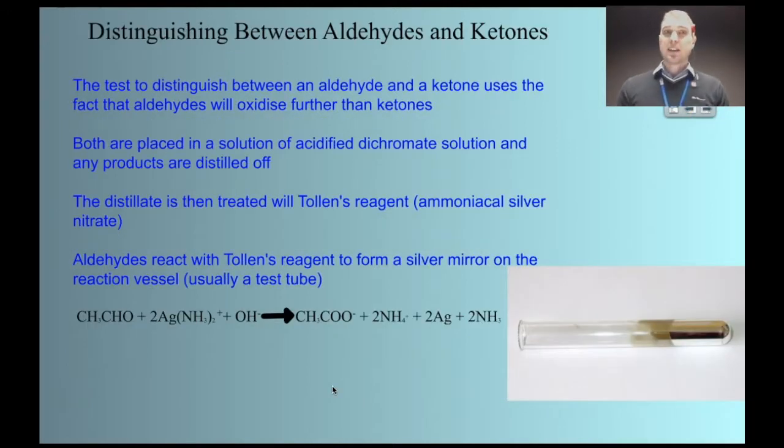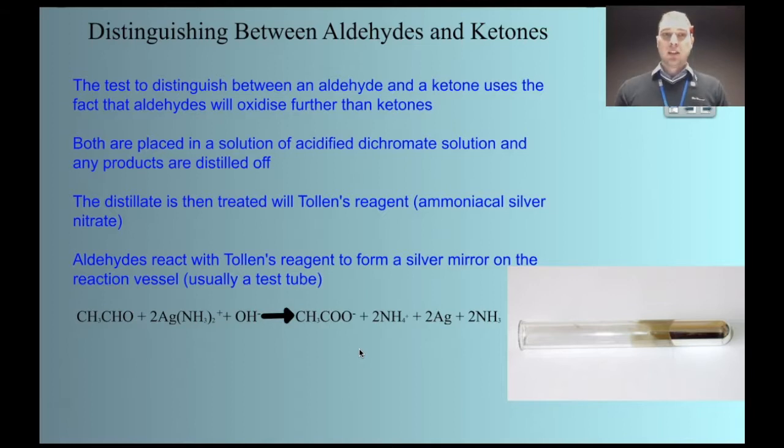So as I was saying, the test is called the Tollens test. We use Tollens reagent, which is ammoniacal silver nitrate. If an aldehyde is present, the aldehyde reacts with the ammoniacal silver nitrate and you get a silver mirror forming on the walls of your reaction vessel. You don't need to know the reaction equation, but you do need to know what the products of the test are.